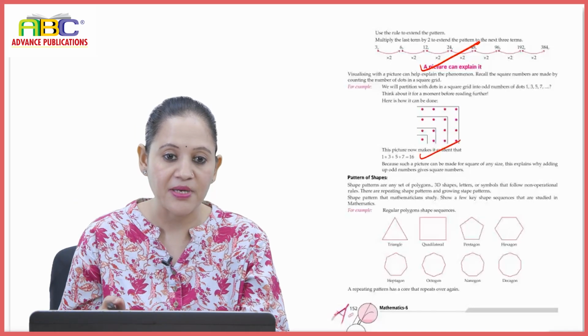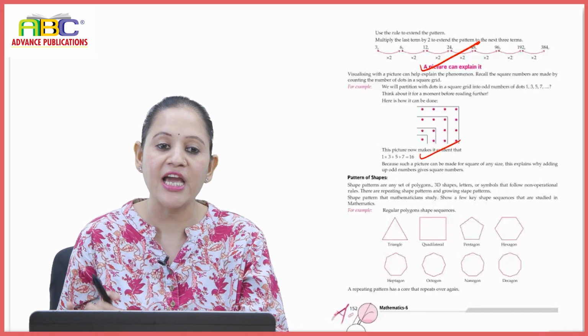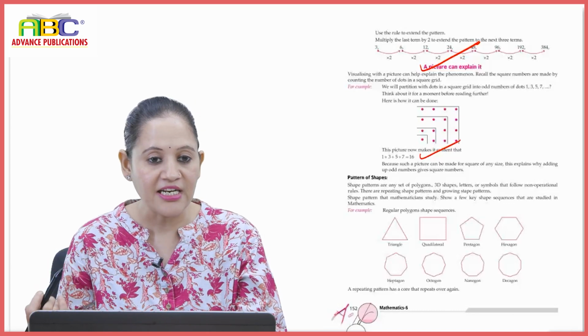16 is a square number because such a picture can be made for a square of any size. This explains why adding up odd numbers will give square numbers.